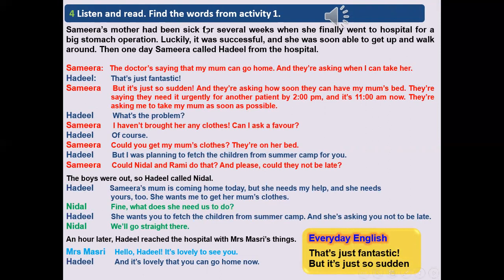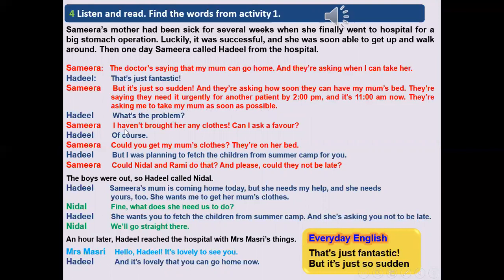Samira's mother had been sick for several weeks when she finally went to hospital for a big stomach operation. Luckily, it was successful, and she was soon able to get up and walk around. Then, one day, Samira called Hadil from the hospital. The doctor's saying that my mum can go home, and they're asking when I can take her. That's just fantastic. But it's just so sudden. And they're asking how soon they can have my mum's bed. They're saying they need it urgently for another patient by 2 p.m. And it's 11 a.m. now. They're asking me to take my mum as soon as possible.